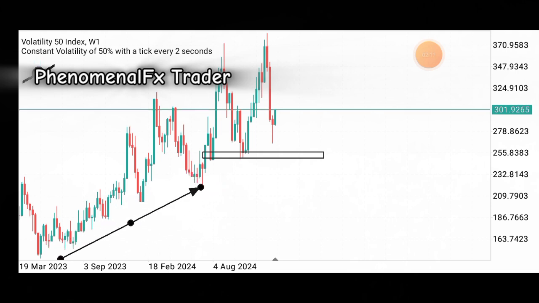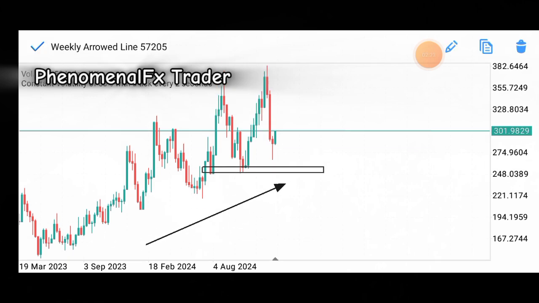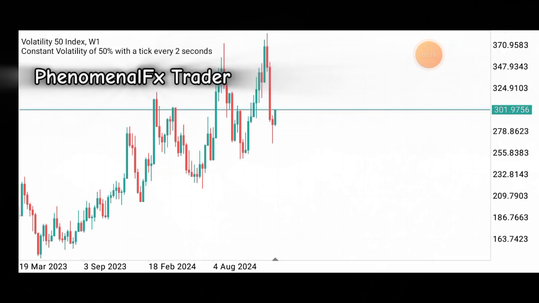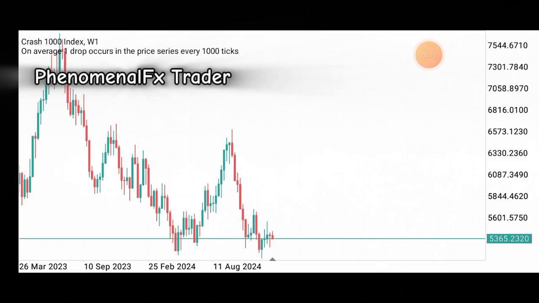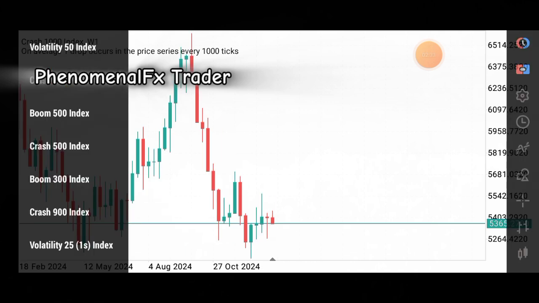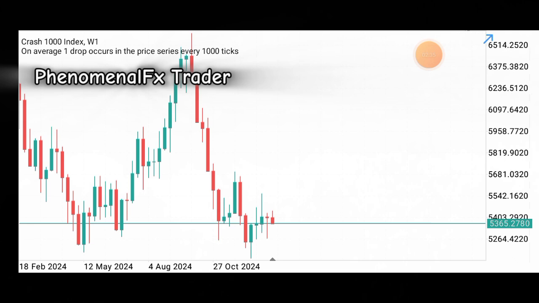Mind you, this is a weekly time frame, so you go down to a lower time frame to find your entry. Then on this pair, let's say you can't find anything that matches your strategy, you quickly go to another pair, go to crash 1000. Is the setup there something that matches your strategy? Right now, I can see an impulsive correction here.